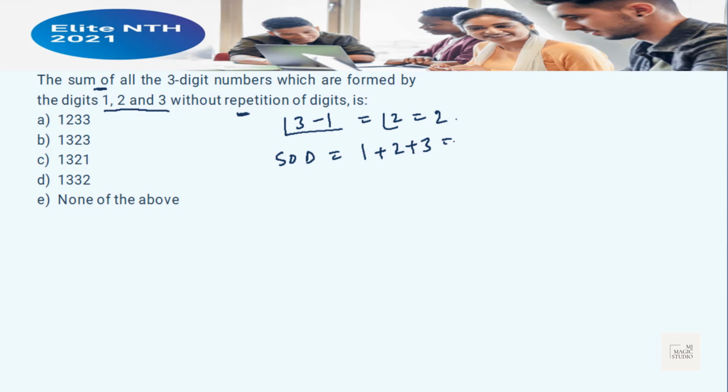Step 2, sum of all digits. Sum of all digits is 1 plus 2 plus 3, that is 6. Step 3, multiply these two, that is 12. Now we have the answer.